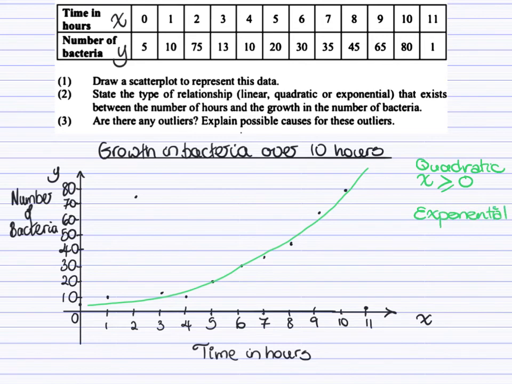Now, are there any outliers? Yes, I see an outlier here and an outlier there. These two outliers were identified merely by observation. So our answers would be the first outlier occurs at 2 hours and the second outlier occurs at 11 hours.